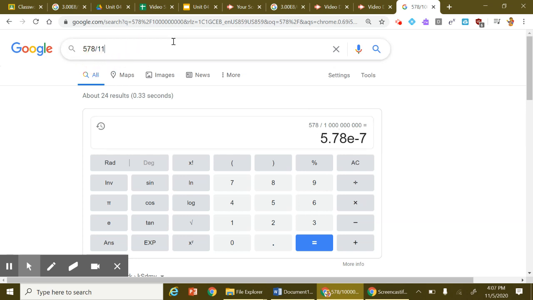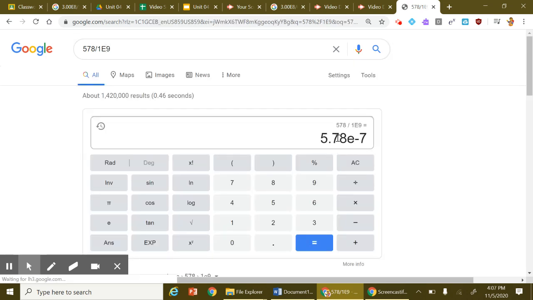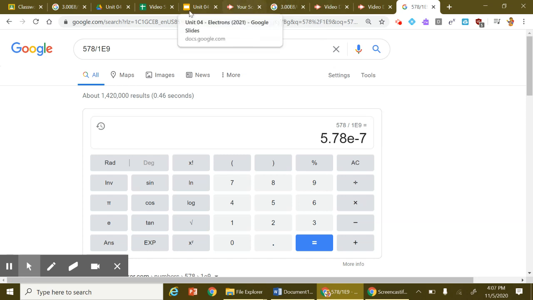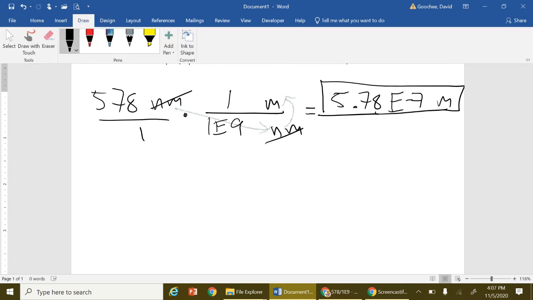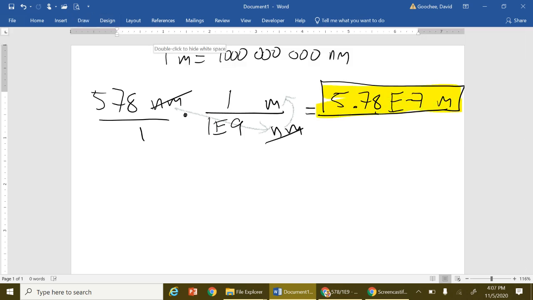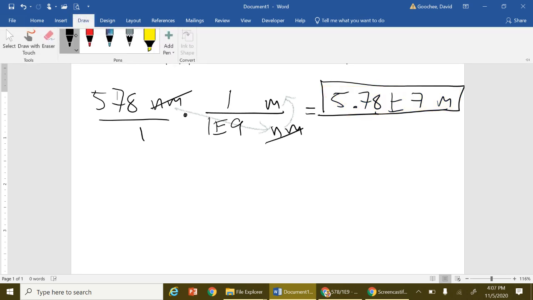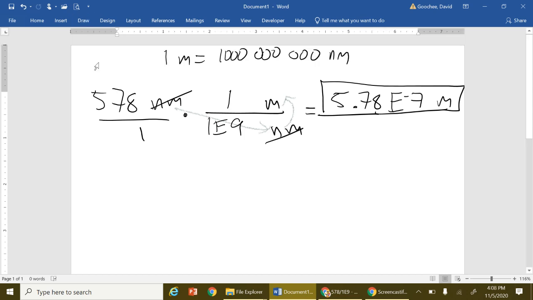All right, let me just double check that. A billion, 1 times 10 to the 9th. Yeah, 5.78 times 10 to the negative 7th meters. All right, that's it. Okay, that's the answer. So if you're going from nanometers into meters, you just divide by a billion. If you're going from meters into nanometers, you're going to want to probably multiply by a billion. Okay, so there you go. I'll just delete everything. Okay, bam, there we go. All right, back to the notes.